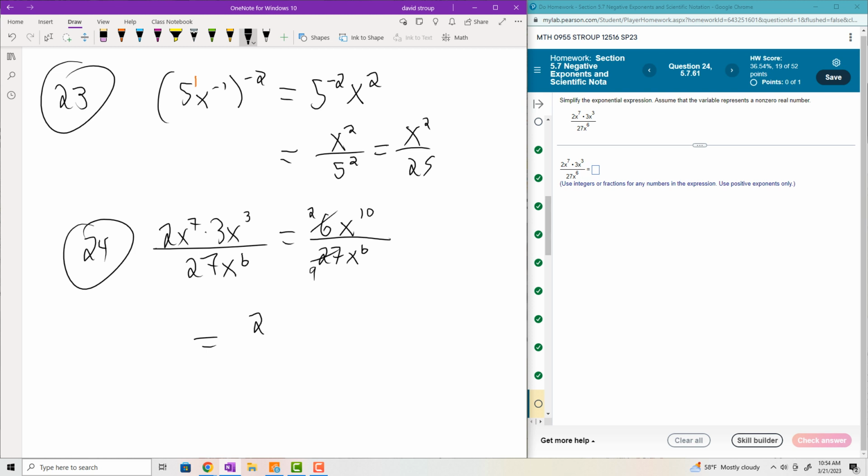So I have 2, and then I can move the x in the denominator up. And I'll have 2x to the 10 minus 6 all over 9. So that'll be 2x to the 4th all over 9. And that should do it.